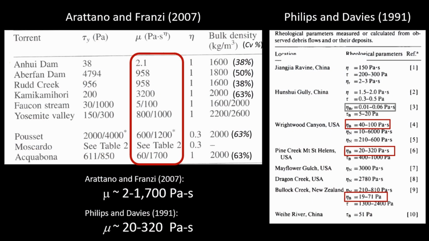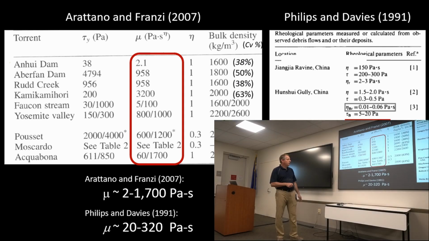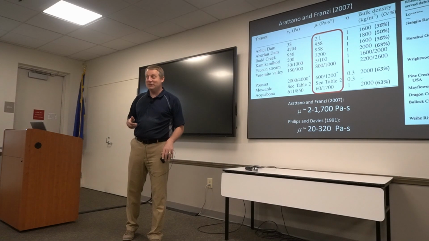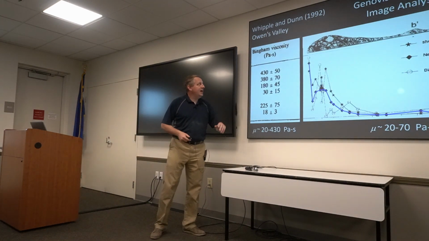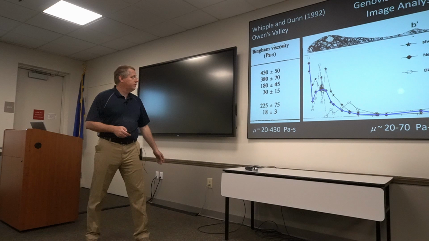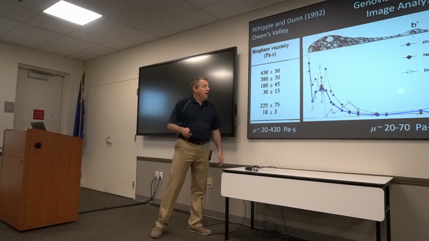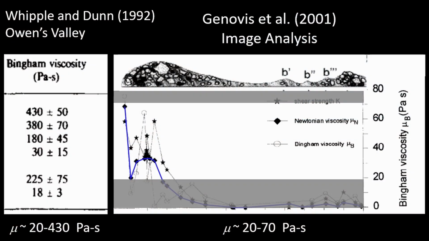So these are the prototype scales, the 2 prototype scales, and so the models were between 2 and 1700, and then Philip and Davies were between 20 and 320. Oh, those are different numbers, aren't they? Those numbers are not the same. And then for Owens Valley and the observed, Owens Valley were between like 30 and 430, and the observed were between like 20 and 70.